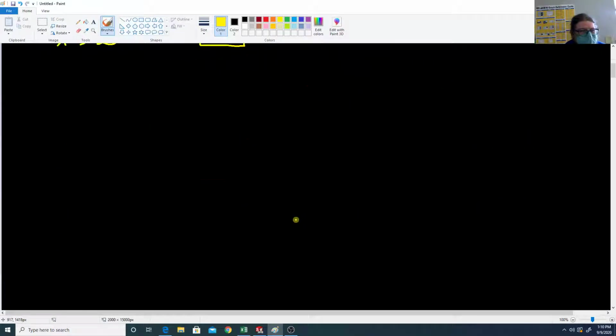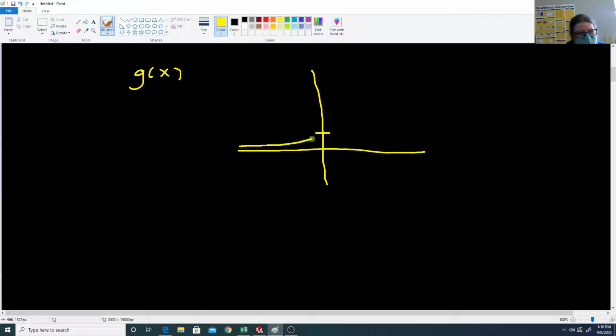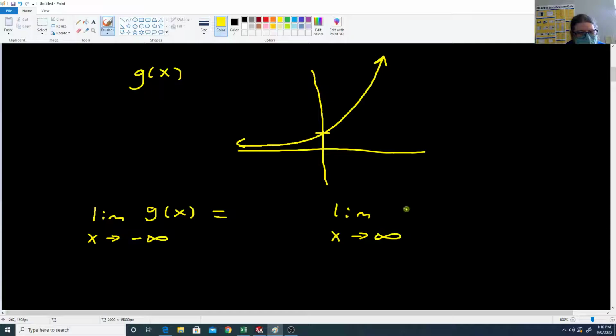So let's look at an exponential function. Let's call it g of x. And let's say g of x starts out here, and then it starts to grow exponentially, and we have one of these nice exponential curves. So we want to know what's the limit as x approaches negative infinity of g of x, and what's the limit as x approaches infinity of g of x.